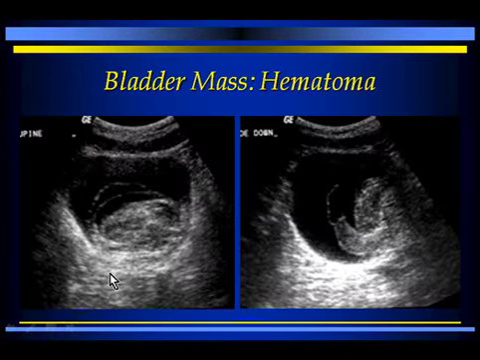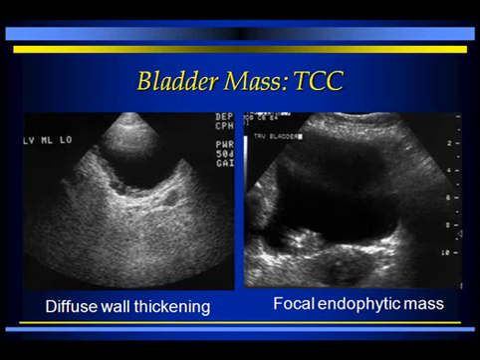So looking into the bladder now, here's another patient. This patient actually is post-prostate biopsy, and this is a transverse view and a sagittal view of the bladder. And what we see is that there is a focal mass in the bladder, and this actually is a patient turned onto his side, and that mass moves to the side. And so what you see here is a big hematoma which is present in the bladder post-void. So this is one type of bladder mass.